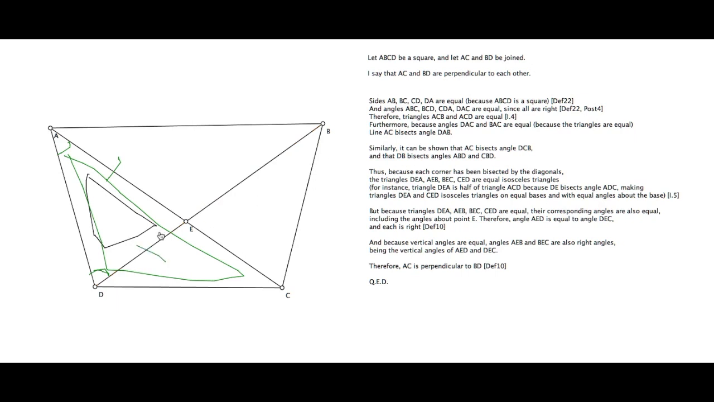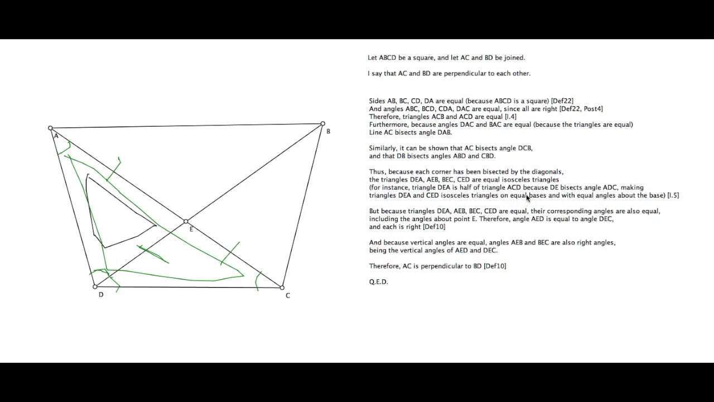And we can apply the same reasoning to this triangle here, DEC, and we find that this angle is equal to this angle, and by proposition 5, this side is equal to this side. But we've just divided this whole triangle into 2 equal and smaller isosceles triangles, which proves that one of them is half of the other one, right? So making the triangles DEA and CED, that's what I just did.